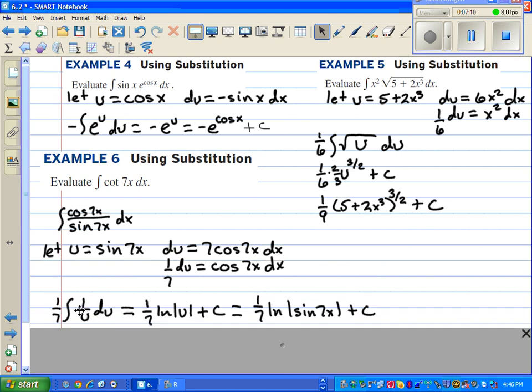The antiderivative of 1 over u is the natural log of the absolute value of u. And the reason we need absolute value of u is because you can't take the natural log of a negative number. And you can't take the natural log of 0 either. So we have 1/7 natural log of absolute value of u plus c. Now, we didn't start with u's. There's no u's in the original problem. We can't end with u's. So we're going to replace the u with sine of 7x. And then, of course, we have the plus c.